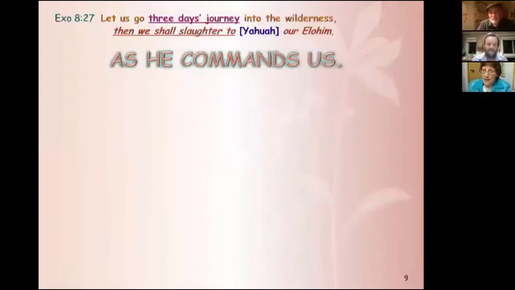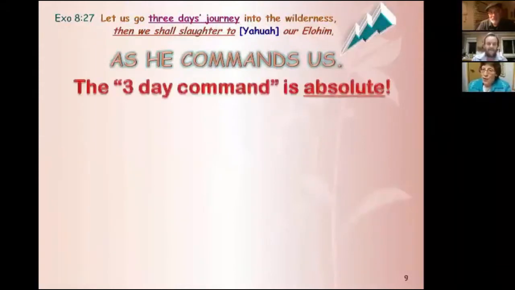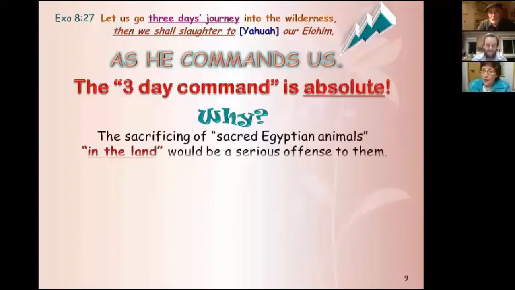He says again, we've had this already, let us go 3 days' journey into the wilderness, that we shall slaughter to Yahuwah our Elohim, as he commands us. Moses is telling the Pharaoh, it's not what you have to say, it's what our Elohim is telling us. We are doing what he is asking us to do. So the 3-day command, it was absolute. There was no wiggle room. You can't get out of it.